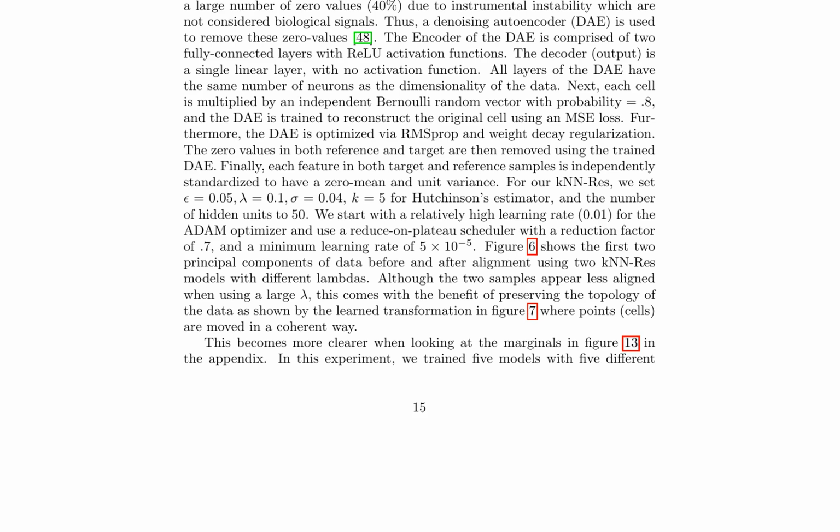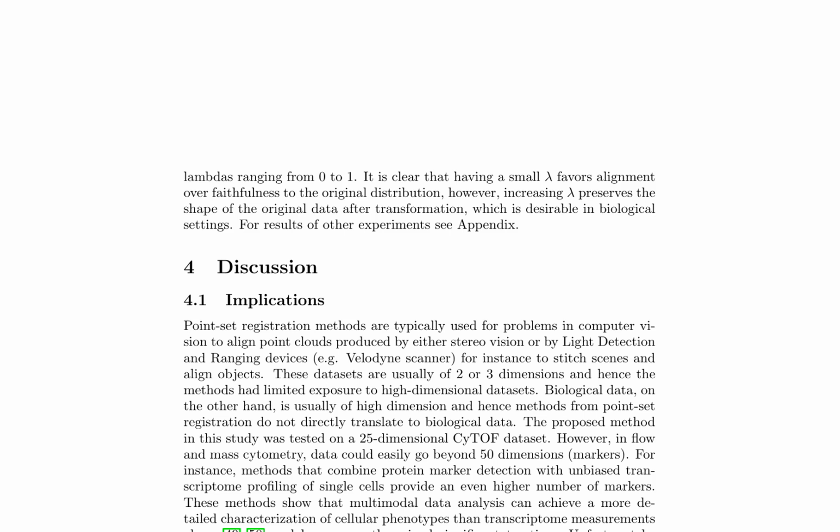The authors pre-process the CYTOF data using a log transformation and a DE to remove zero values, followed by standardization. The kNN-Res model is trained with an Adam optimizer and a reduce-on-plateau scheduler. The results show that the proposed method can effectively align high-dimensional data while preserving the topology of the original distribution. The authors visualize the alignment using the first 2 principal components and demonstrate that the learned transformation moves points in a coherent way.